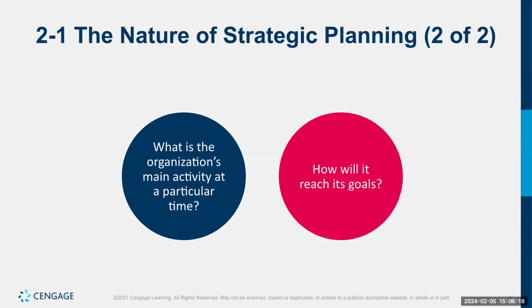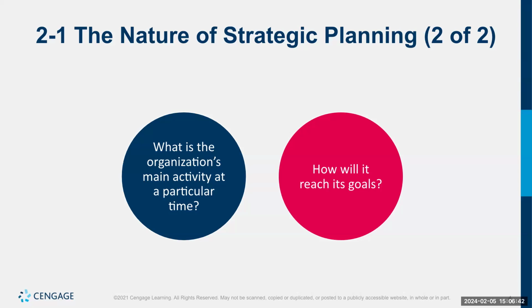How will the organization reach its goal? That's something that you have to think about when you are looking at strategic planning. And that is established once you have the main activity. So the next step would be to figure out how we're going to reach it. What are the goals and how are we going to reach them? The best thing that you can do is set clear objectives and goals.